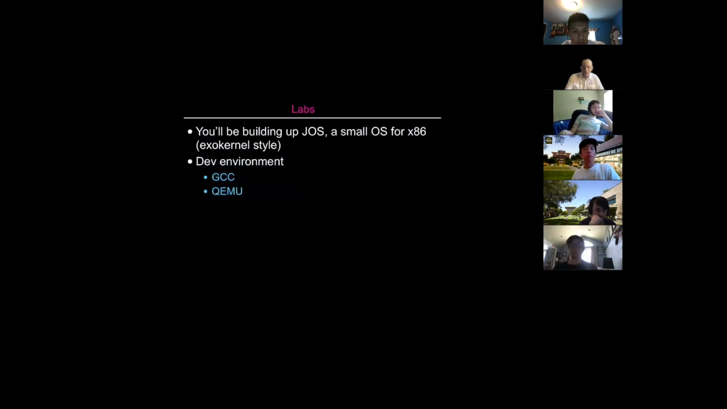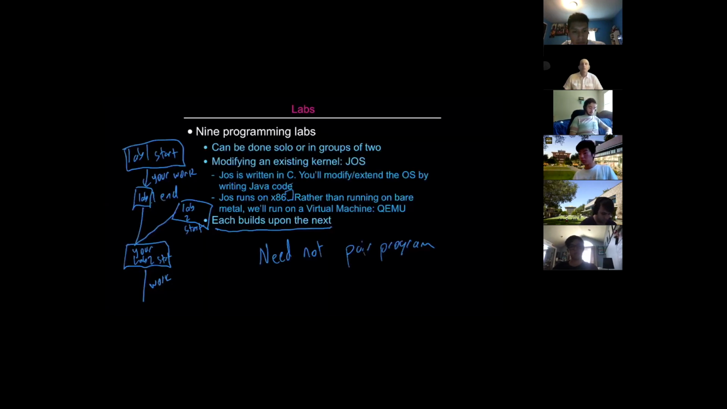Okay, so JOS, you're going to be building this up. You're going to be using GCC, and you're going to be using QEMU. So JOS runs on x86, as XV6 runs on x86. So they run on bare machines. They boot up. So therefore, instead of having to have a bare machine to run on, we're going to be using a virtual machine, QEMU, right?